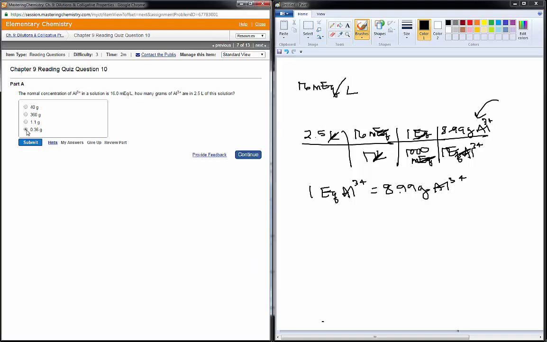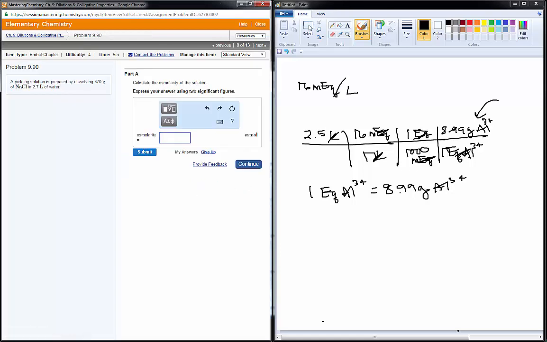0.36 grams. Now, if you calculated 360, then you probably just forgot that conversion factor there. And if you calculated 1.1, you probably forgot to divide the molar mass of the aluminum by 3, it's looking like.